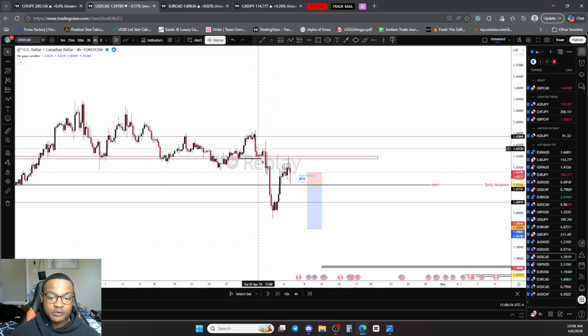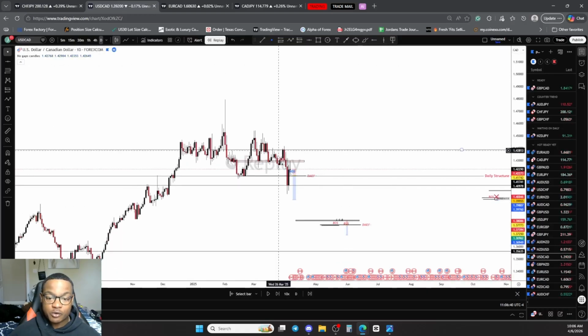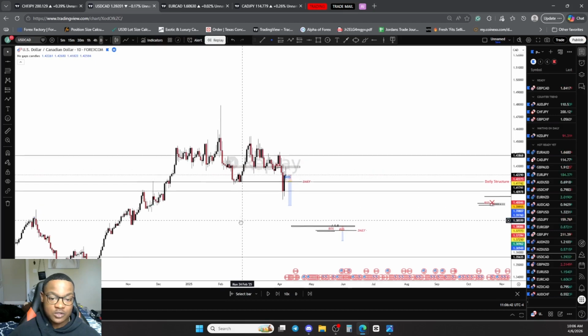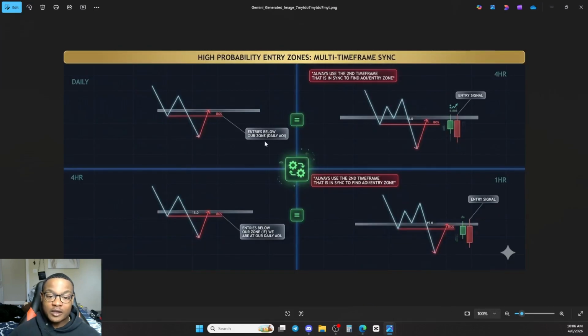Boom. We see price perform the break and retest towards our recent break of structure, which also allowed the daily time frame to perform the break and retest of its own structure as well. And keep in mind, what do we say? Now for our entries, we want to be below our daily area of interest when we are in sync.